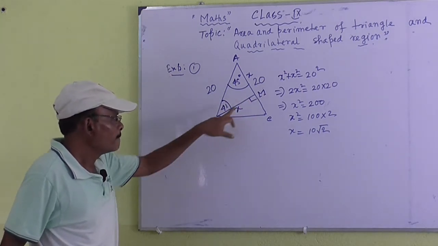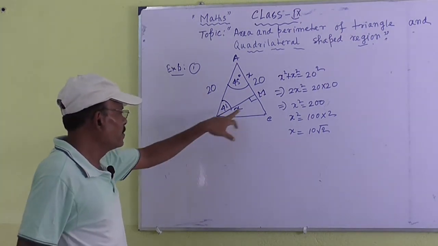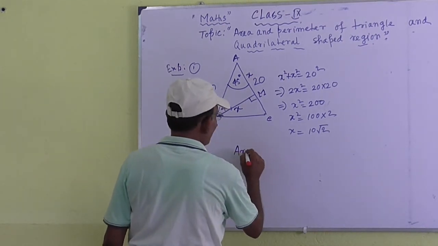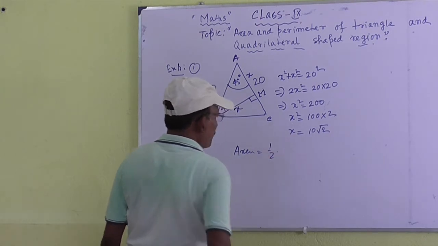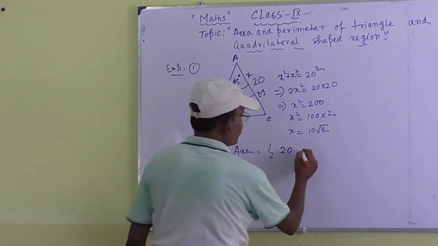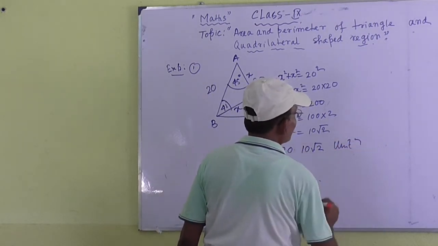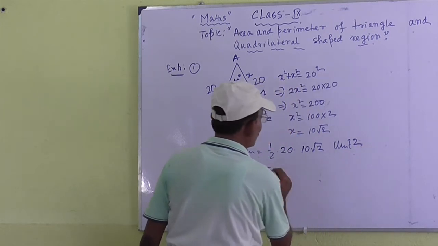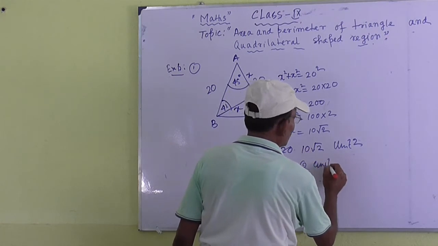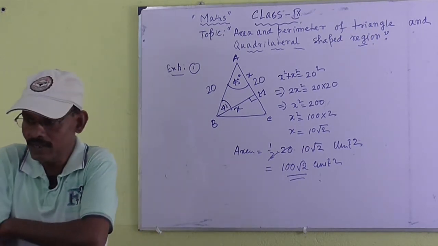This is the height because BM is perpendicular on AC. So, area will be half into base into height. Here base is 20 and height is 10 root 2. Obviously, unit square. So, cancelling, 100 root 2 unit square. Clear everybody? Now, I will discuss the next sum.